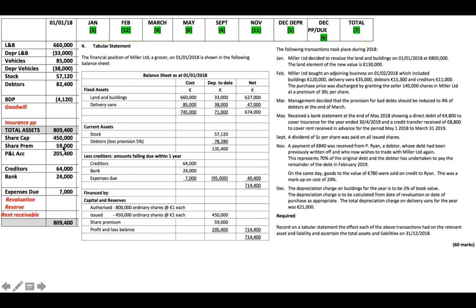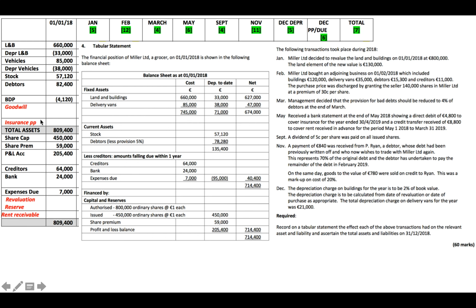Then we have share capital, 450,000, and our share premium, 59,000. We have our profit and loss, 205,400. Then we have our creditors, 64,000, our bank, 24,000, and our expenses, 7,000. Now, it doesn't matter what order you put all of those things in at all. You can put them in any order that you want. Now, you'll see here that I have a couple of items in red in both of them. Okay, so you will have to enter things as we go along.